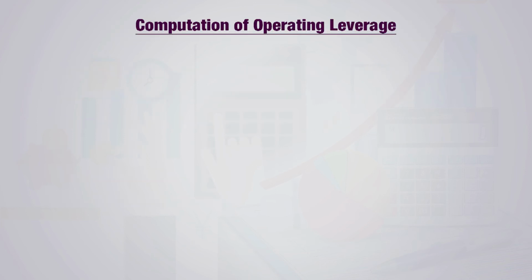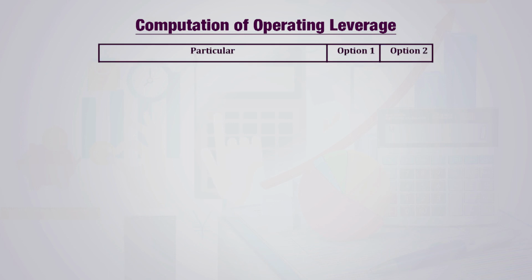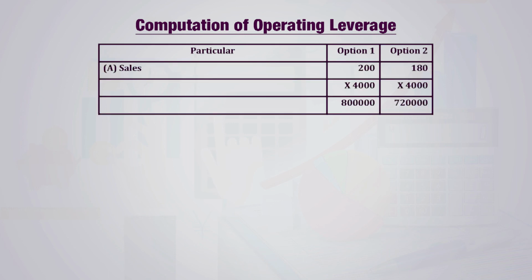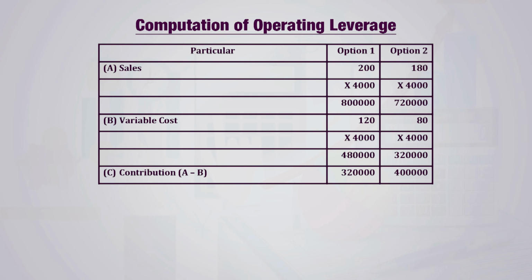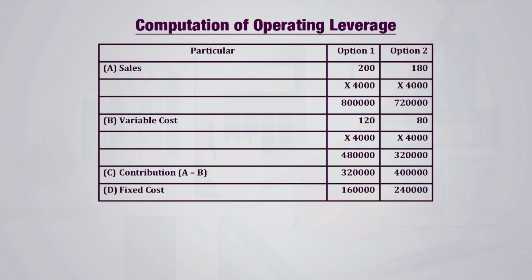Now, computation of operating leverage is to be seen for option 1 and option 2. Sales for option 1 is 200 into 4000, which gives 8 lakh. For option 2 it is 180 into 4000, which gives 7,20,000. Variable cost for option 1 is 120 into 4000, which gives 4,80,000, and for option 2 is 80 into 4000, which gives 3,20,000. Contribution, which is point A minus point B, for option 1 is 3,20,000 and for option 2 is 4 lakh. Fixed cost for option 1 is 1,60,000 and for option 2 is 2,40,000.